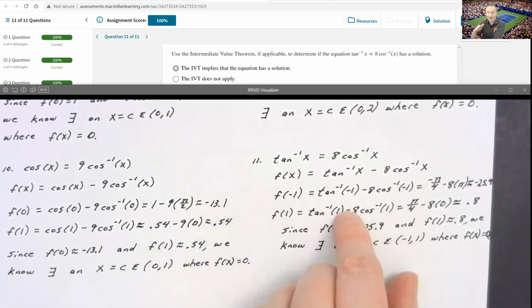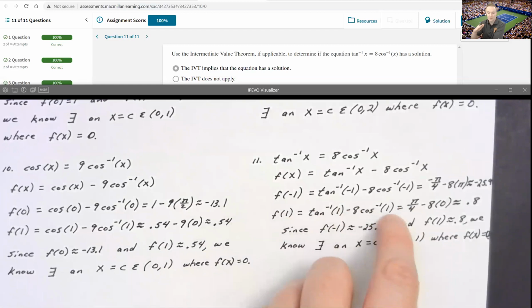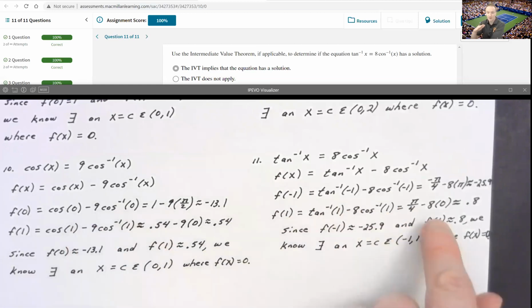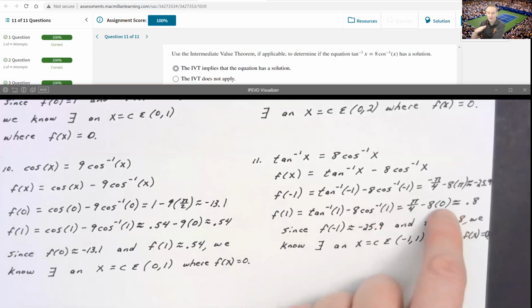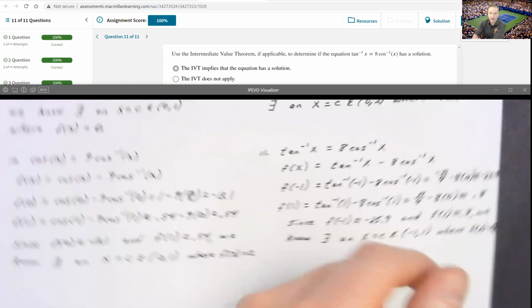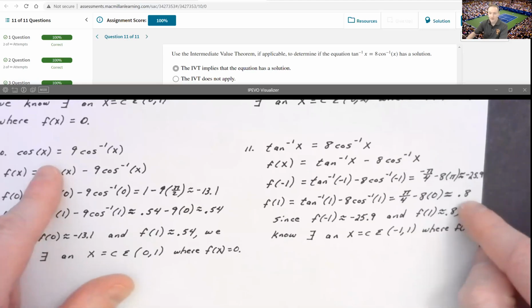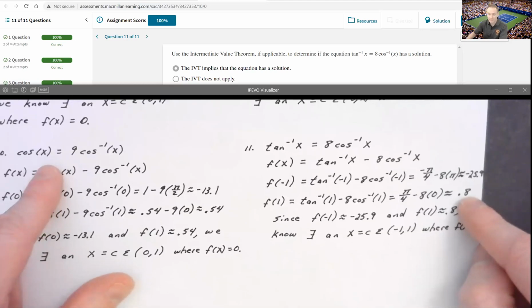And then we get minus 8 times the inverse cosine of 1. We talked about that in the last problem. Inverse cosine of 1 is asking you at what angle is the cosine function 1? That's at an angle of 0. And so now we can get, well, that's pi over 4 minus 0, which is just going to be pi over 4. That rounds to a decimal answer of positive 0.8.